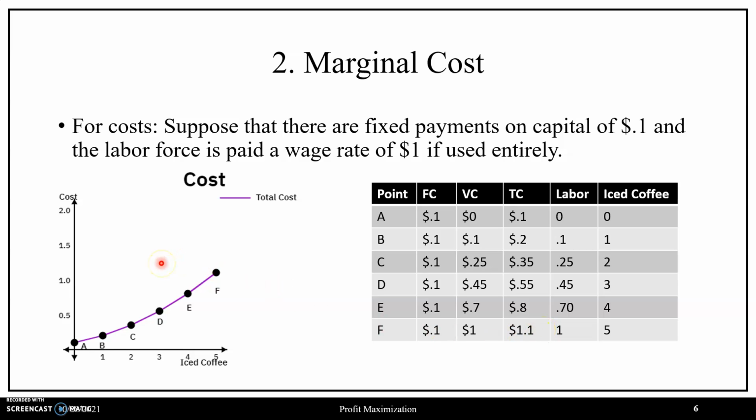Using this to generate our graphical representation on the left, we have cost on the vertical axis and iced coffee on the horizontal. We have total cost in purple, where at point A, when zero output is being produced, total costs are non-zero, and this is due to our fixed costs. For our remaining points, we have an upward sloping total cost curve, due to our upward sloping variable costs, as we've seen in prior analysis of costs as well.